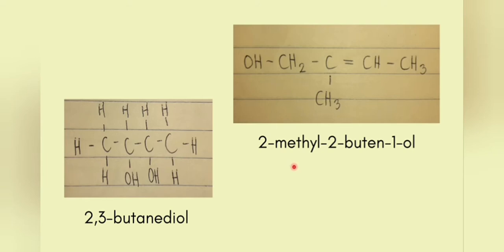And for this one, 2-methyl-2-buten-1-ol. Since the hydroxyl group is located in the first carbon, it is named 1-ol. For the second carbon, the methyl group is located. And the double bond is also located in the second carbon. That is why it is called butene, -ene for double bond, and methyl for CH3. So 2-methyl-2-buten-1-ol. And since the parent chain has 4 carbons, this is called butene.